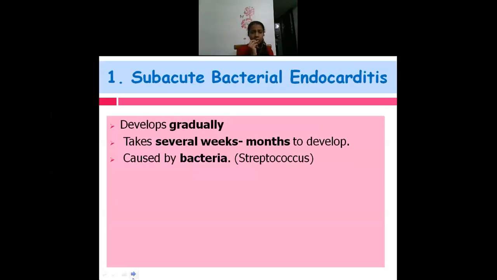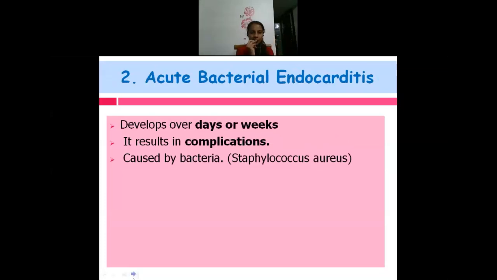Now, first of all, the subacute bacterial endocarditis is gradual in onset. Gradual means it is slow. It will take weeks or months to develop. The name itself suggests it is caused by bacteria, and most commonly it is caused by streptococcus. Next one is acute bacterial endocarditis. Acute means it is sudden in onset, isn't it? It develops suddenly, and most of the time this acute bacterial endocarditis develops within days or even within weeks.